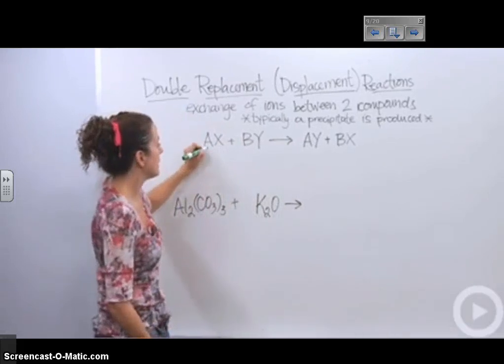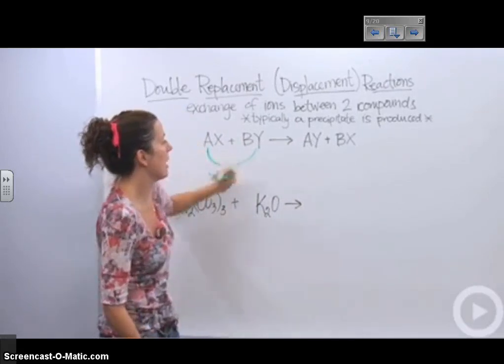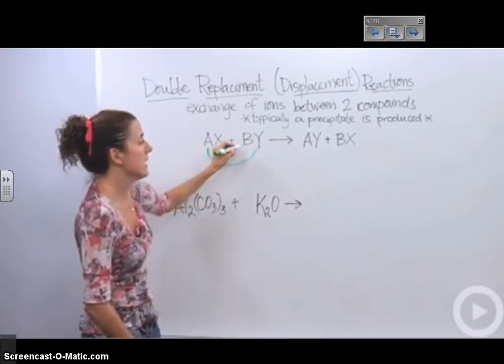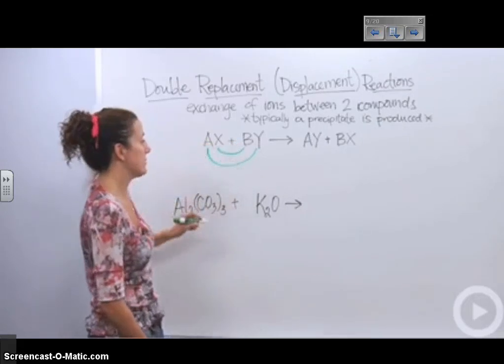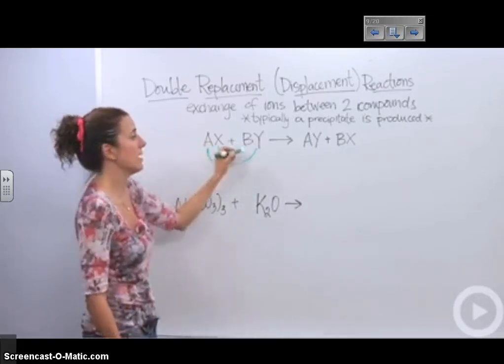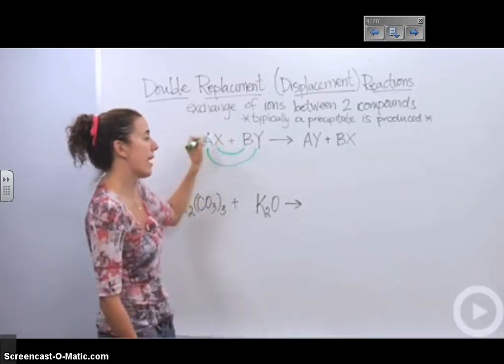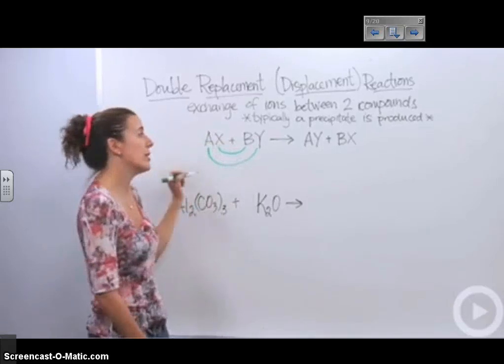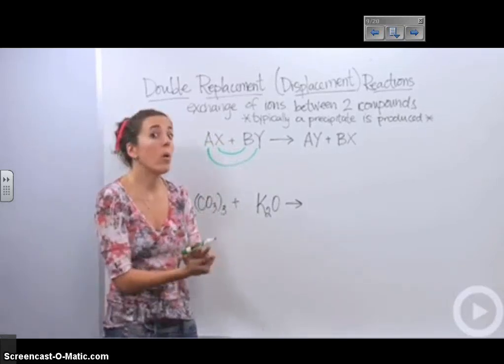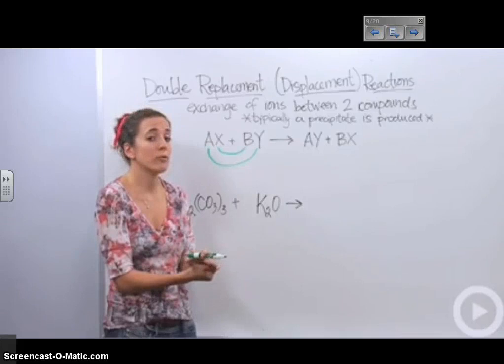So the A is now not going to be with X anymore. It's now going to be with Y. And the B is not going to be with Y anymore. It's now going to be with X. Okay, an easy way to remember this is the outside ions are going to come together, and the inside ions are now going to come together. But don't forget, metals will always, always, always come first. Okay, do not ever write the nonmetal first.